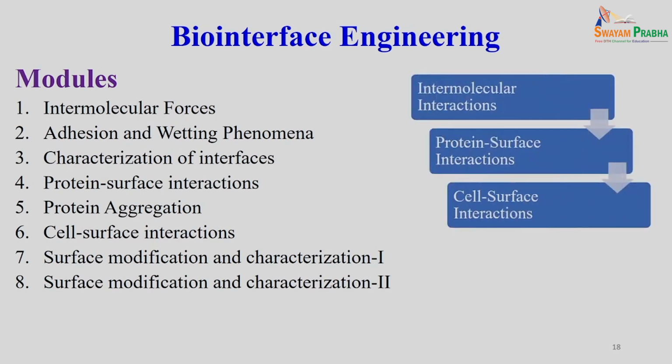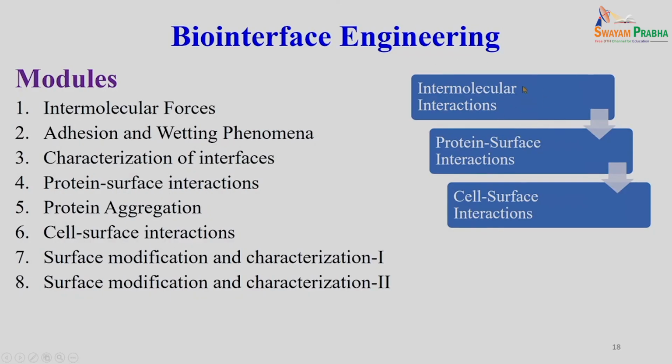Basically, biointerfacial interactions are present whenever a surface comes into contact with a biological system or body fluid. It starts with intermolecular interactions, then surface biomacromolecular interactions, depending on the diffusivity. First will be the protein surface interaction, followed by the cell surface interaction, and these interactions ultimately decide the biocompatibility or the intended function of a biomaterial.